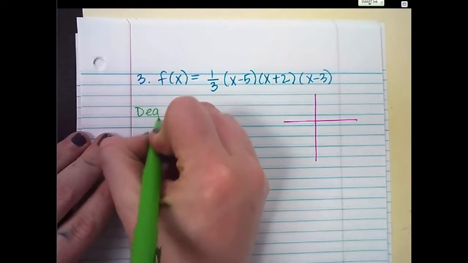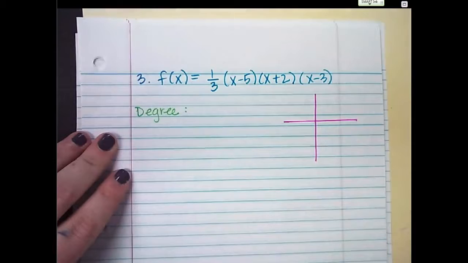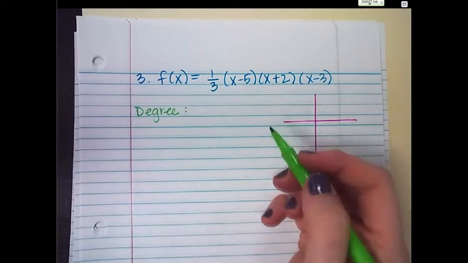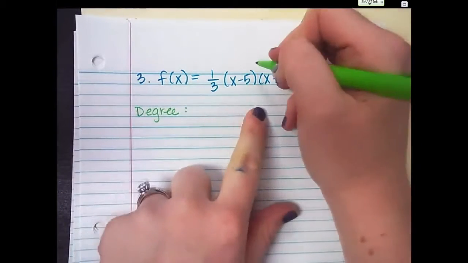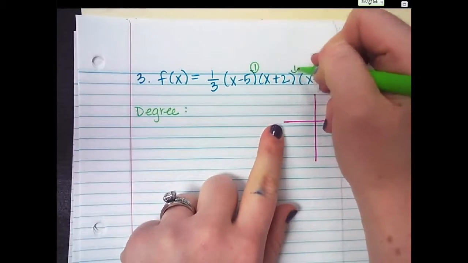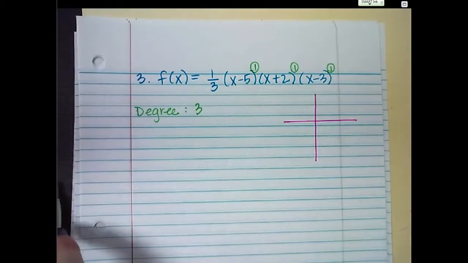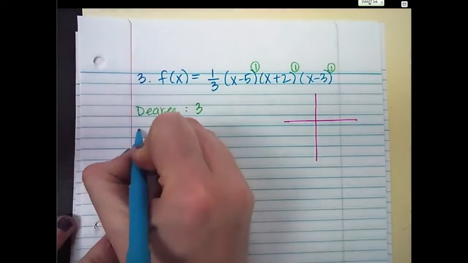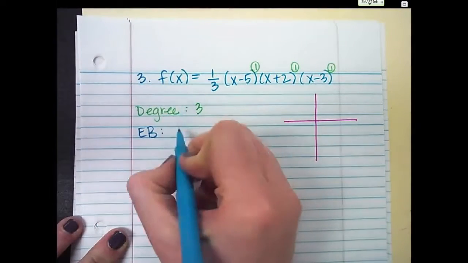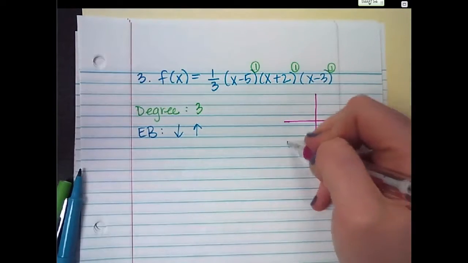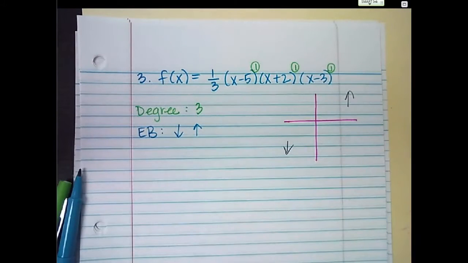Okay, so let's start with degree. What's the degree of the whole polynomial? 3, right. So it doesn't matter if the 1/3's there or not. It doesn't change the degree. I have 1 here, and 1 here, so degree is 3. Which makes our end behavior what? Down, up. So again, the 1/3 hasn't changed anything. Doesn't affect the degree, it doesn't affect the end behavior.